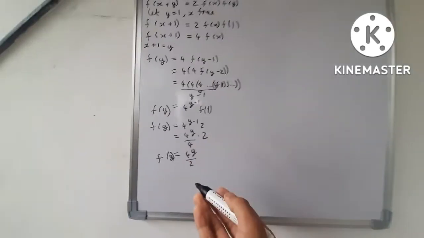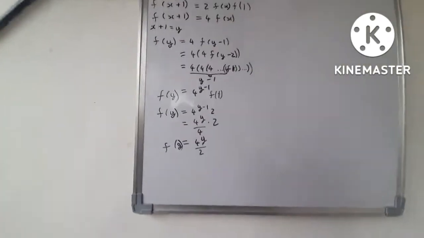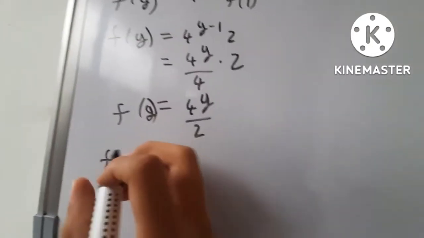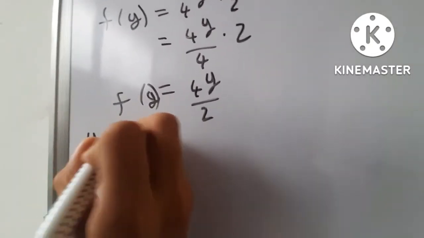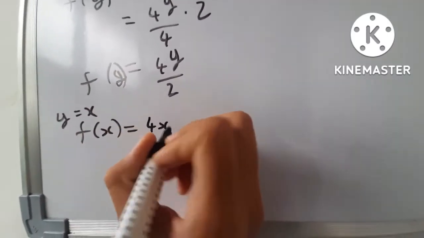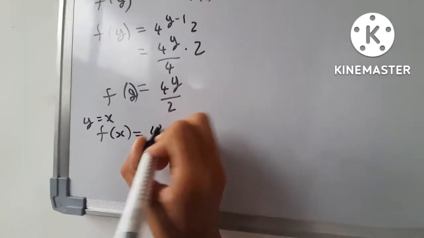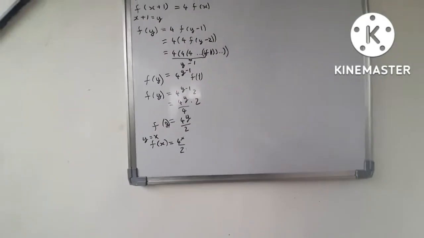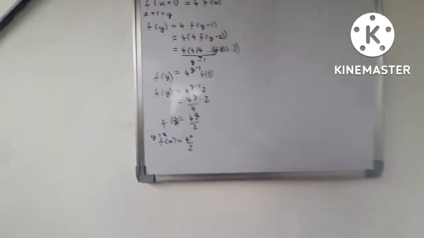Notice this y is any variable, so it doesn't matter what it is. So we just let y equal to x because it doesn't matter. So f of x is equal to 4 to the x upon 2. Yeah, 4 to the x upon 2, right? So hopefully you're with me so far.